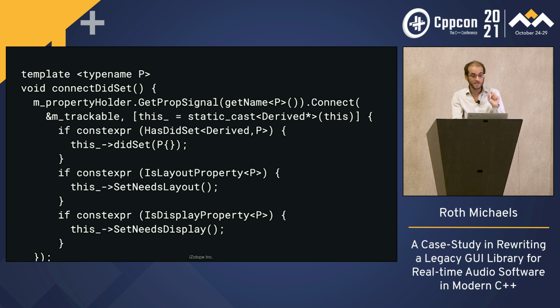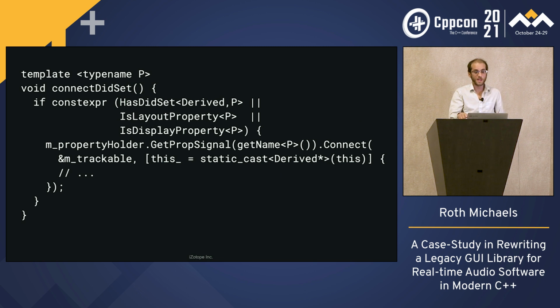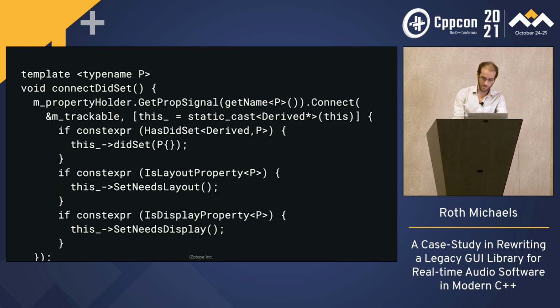And then the kind of final optimization is if all of these if constexpr blocks are false, then this lambda we're passing in isn't going to do anything. But it is going to get fired by the system, and that will take a little bit, not much, but it'll be some overhead, might make some noise in the cache. So instead, we're going to wrap that whole property signal connect with another if constexpr, just checking any of the stuff we checked inside. So if it has a did set, or it is a layout property, or it is a display property, then we need some kind of signal, and then that would allow us to get into the internal one here.